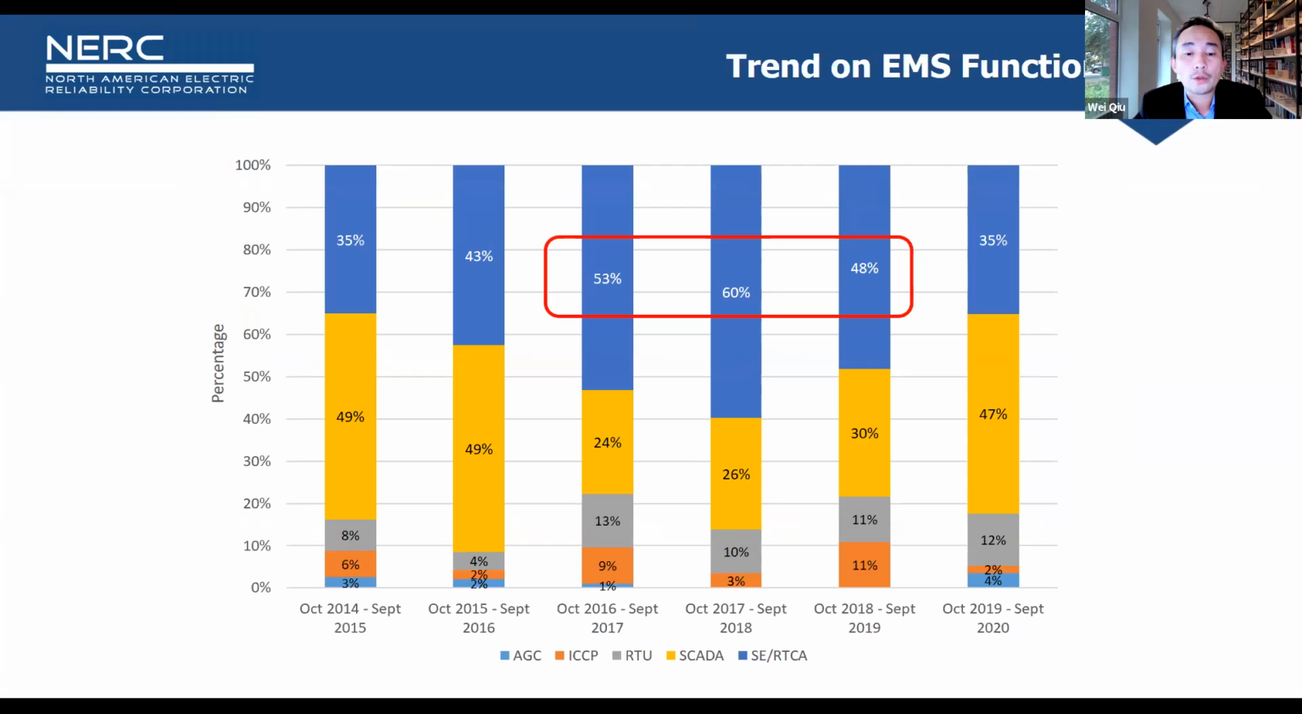From October 2016 to 2018, the loss of SE and RTCA was about 50%, more than 50%. Right now, it has declined to 35%. And also the scatter event increased. This year is similar to maybe 5 years ago, the October 2014 to 2015 period, 35%, 49%. So we were wondering what caused this kind of trend change.